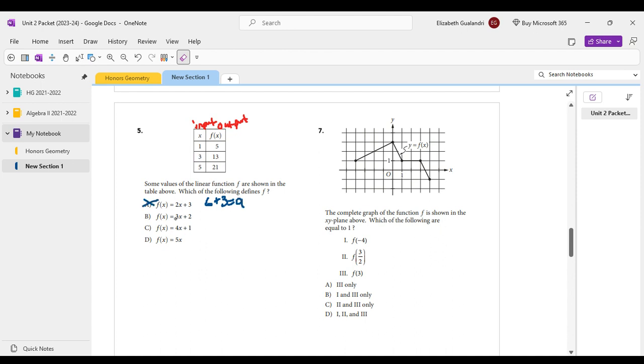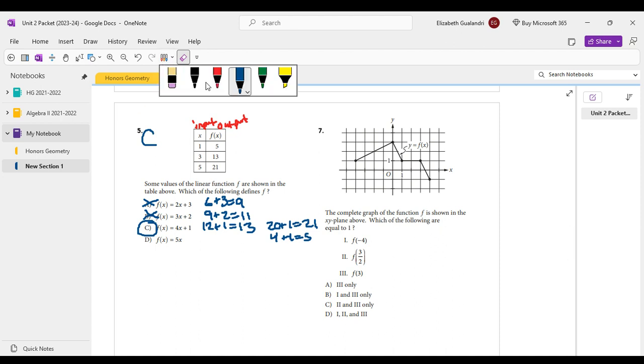If I put in 3 here, 3 times 3 is 9, plus 2 is 11. So that one also did not work for that. If I put in 3 to the 4, 4 times 3 is 12, plus 1 is 13. So far that's worked. Put in the 5. 4 times 5 is 20, plus 1 is 21. We're working. And I put in 1. 4 times 1 is 4, plus 1 is 5. So all of my input and output values worked. And so therefore C is my answer for number 5.